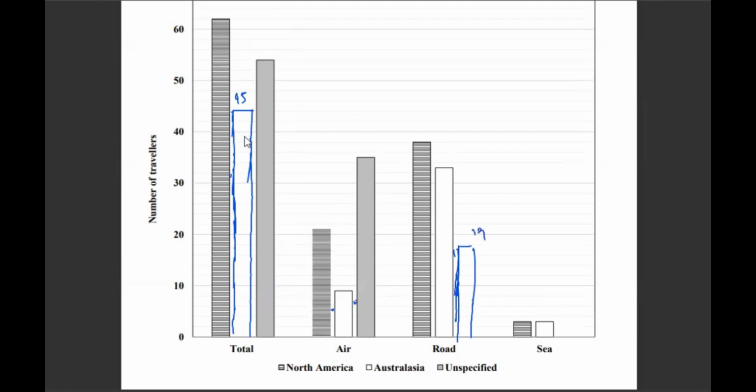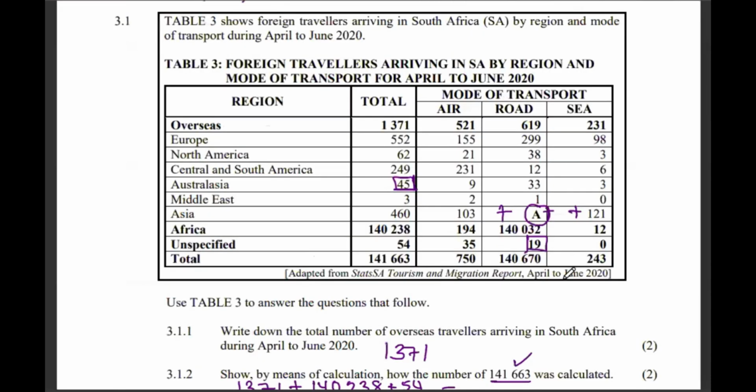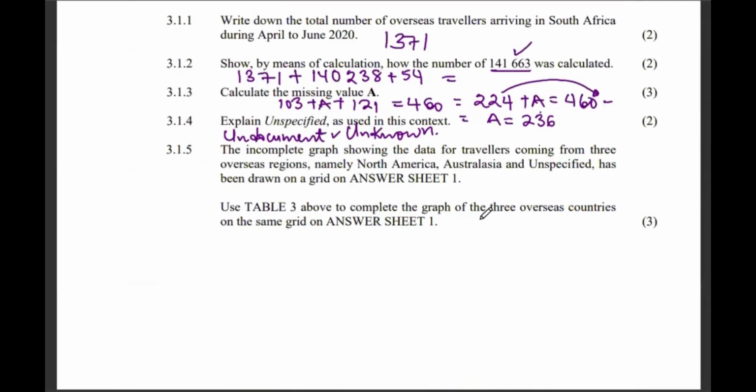This is 19. Here there was 0, so they put nothing. So these were 2 missing values there. Come to the question again. That is it.